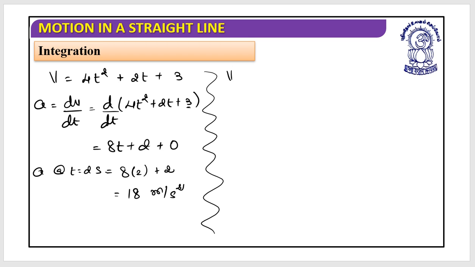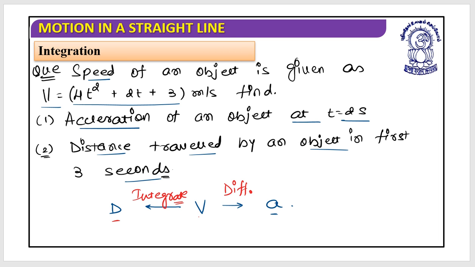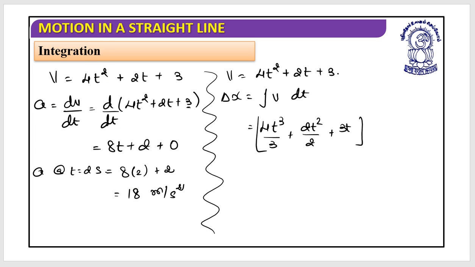You have been given v equals 4t square plus 2t plus 3. You need to find the distance, and it can be done with the help of integration. So let's integrate this. It is 4t cube by 3 plus 2t square by 2 plus 3t. I hope this seems clear to you. For the first 3 seconds, the limits are from 0 to 3. So let's replace the value.